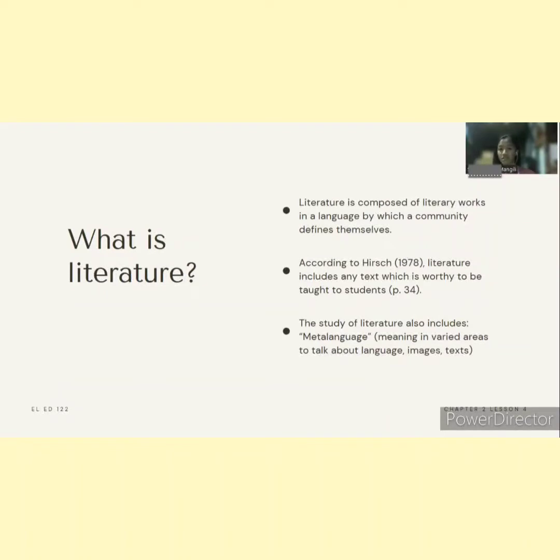These books, we have learned them already when we were in junior high school and in first year college. The study of literature also includes meta-language, meaning various areas that talk about language, images, and text. Meta-language is words or symbols for talking about language itself. Examples are verbs, adjectives, and adverbs. They are all words that we use to describe other words.